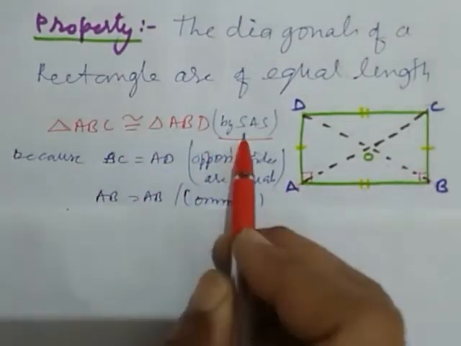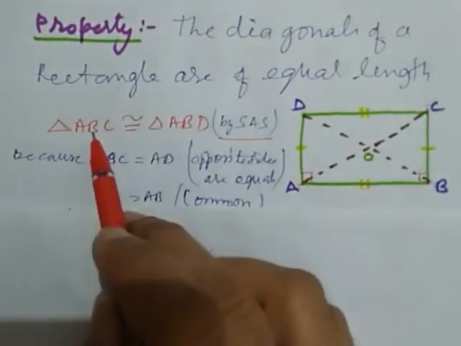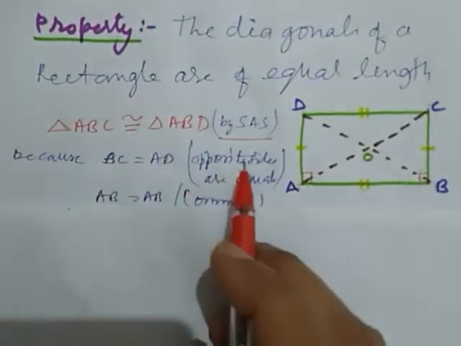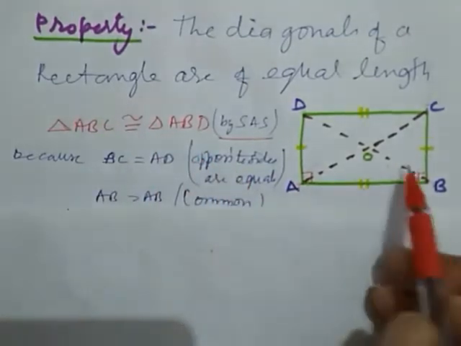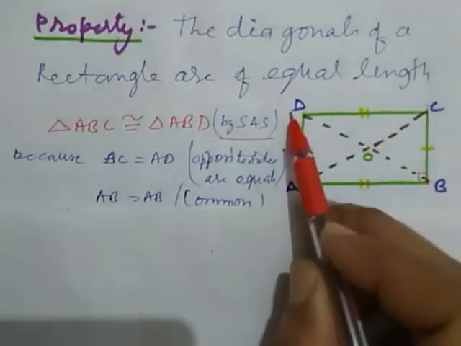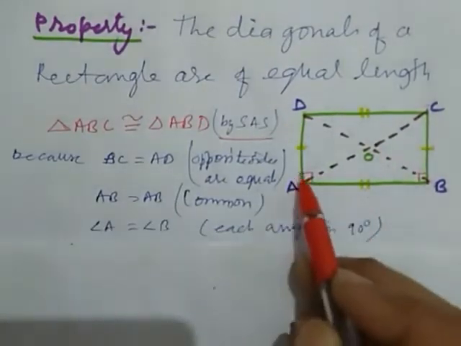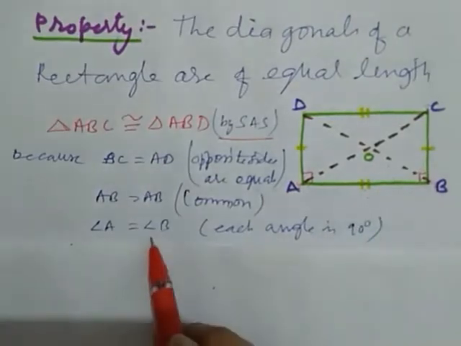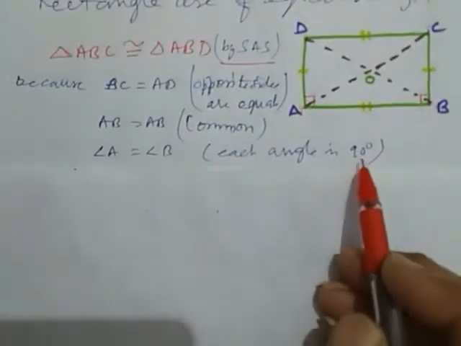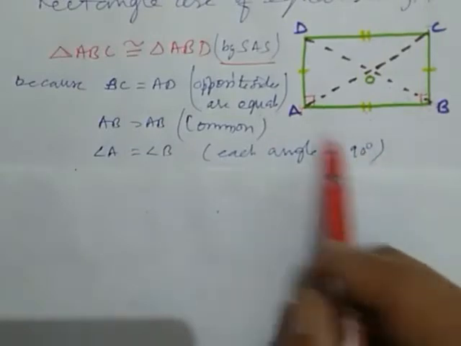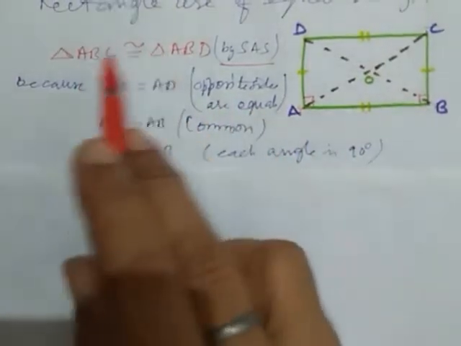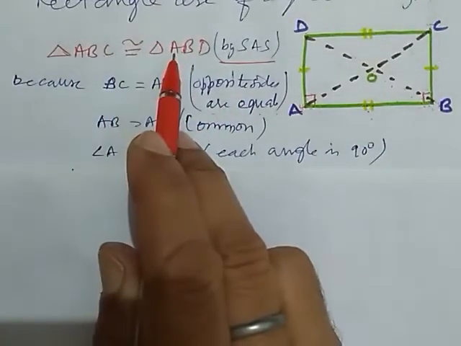By this criteria, these triangles are congruent, because BC equals AD, AB is common, and angle A equals angle B. Each angle is 90 degrees. So with the help of this information, both of these triangles are congruent.